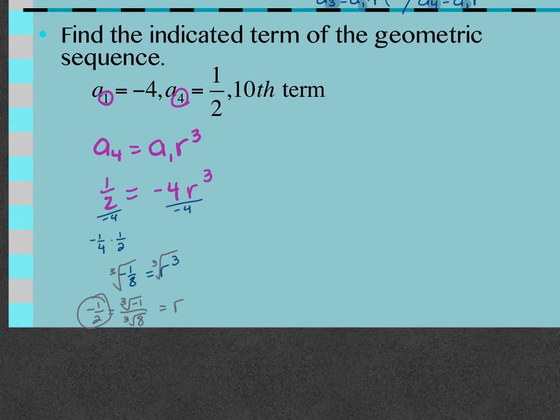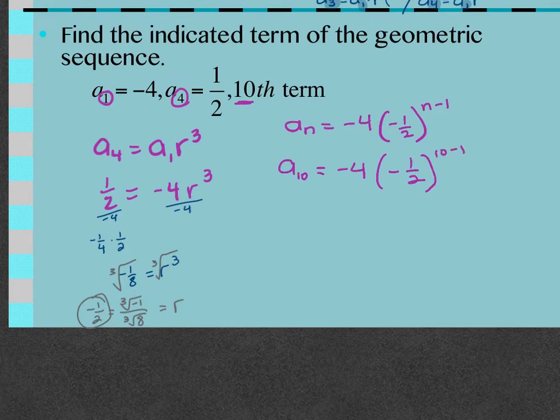Now I can find a sub n because I have a sub 1 times r, which I now know is negative 1/2, to the n minus 1. And then I can find the 10th term by saying a sub 10 equals negative 4 times negative 1/2 to the 10 minus 1. So I get negative 4 times negative 1/2 to the 9th.